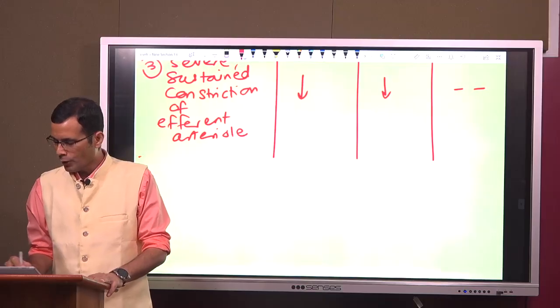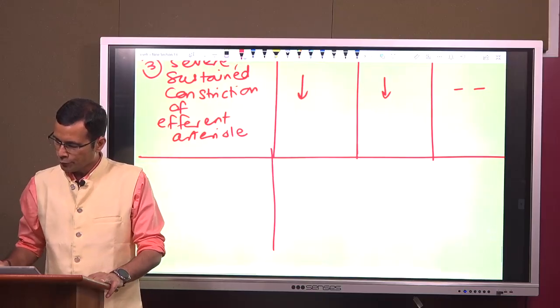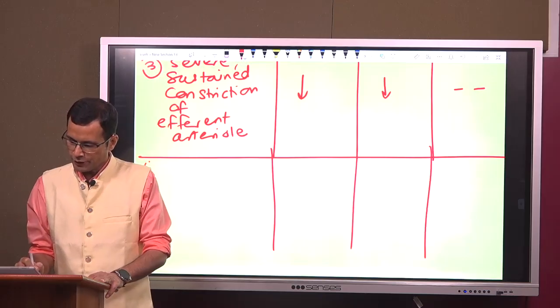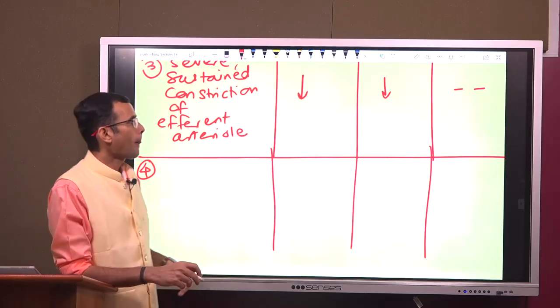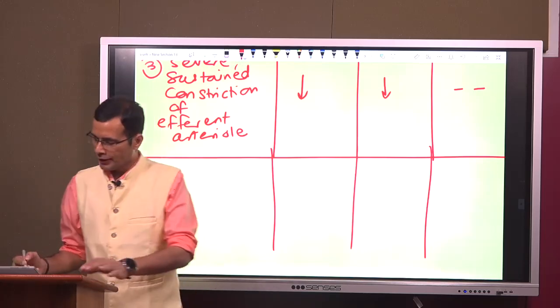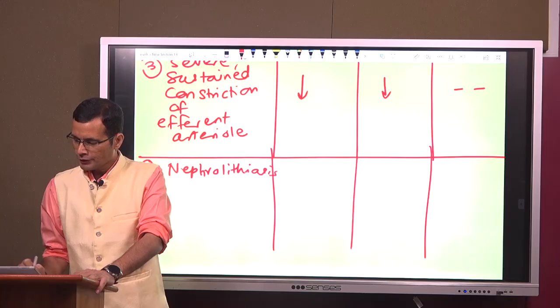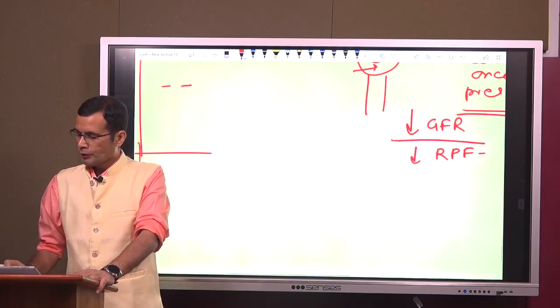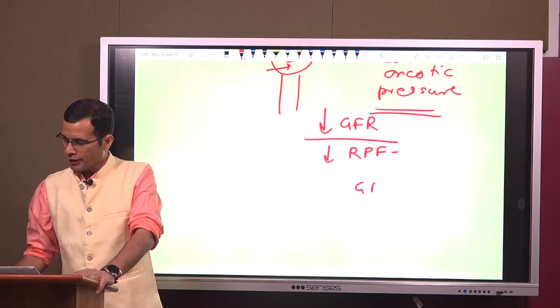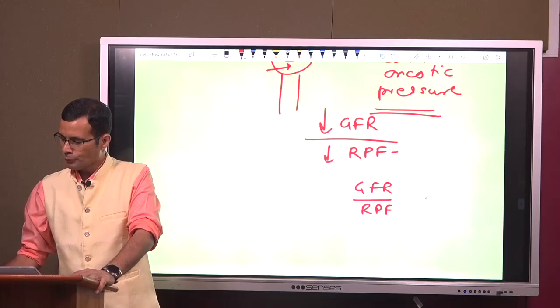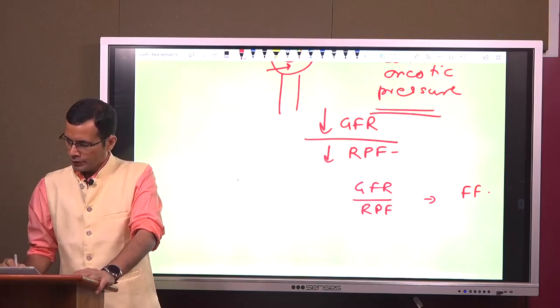Right. Let's take one more influencing factor. Just for the sake of understanding, we will take a factor like nephrolithiasis, renal stones. What do you think will happen to GFR? What do you think will happen to the renal blood flow and renal plasma flow? And therefore, what will happen to the filtration fraction? So here it is.